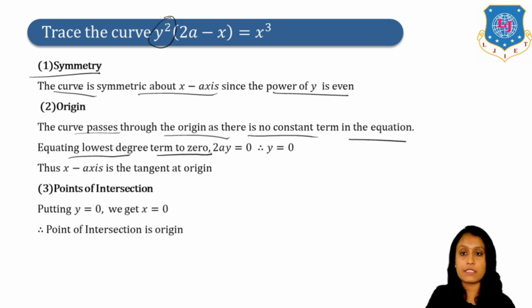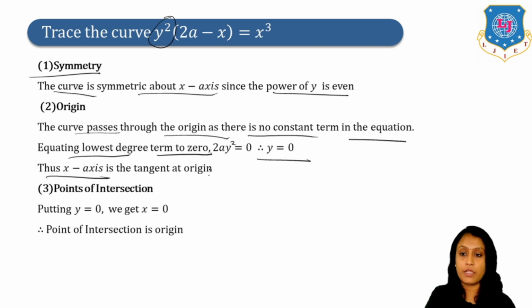Now this is y square. Then x into y square, so the total degree will be 3, and here x cube, so its degree is 3. So the lowest is what? 2a y square. So 2a y square is equal to 0. From this we will get y is equal to 0. Therefore y is equal to 0 means the x-axis. So we can say that the x-axis is the tangent at the origin.